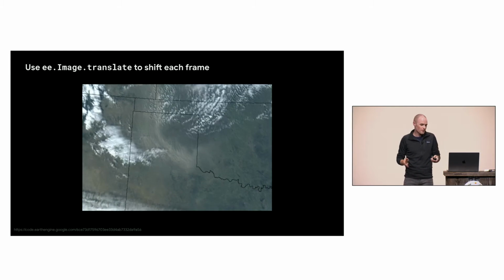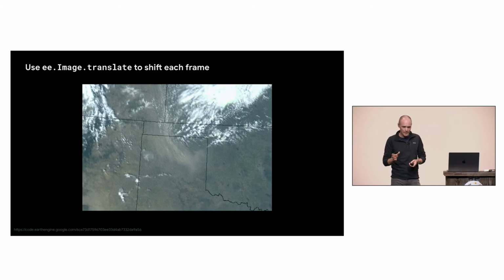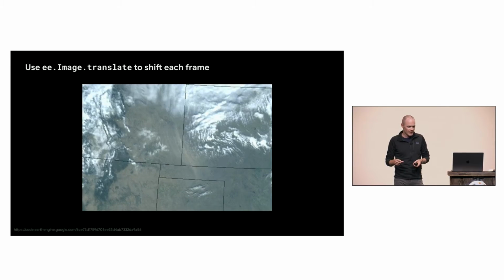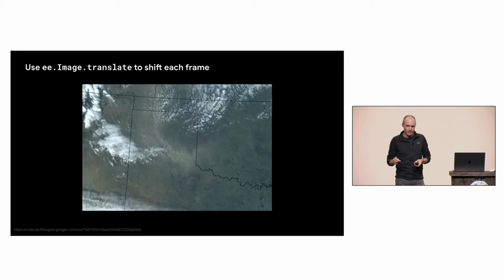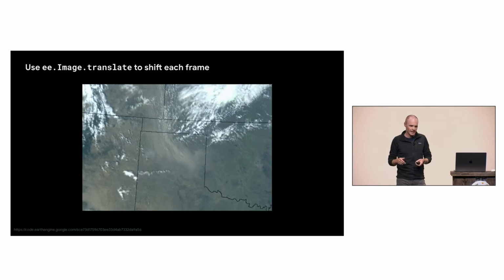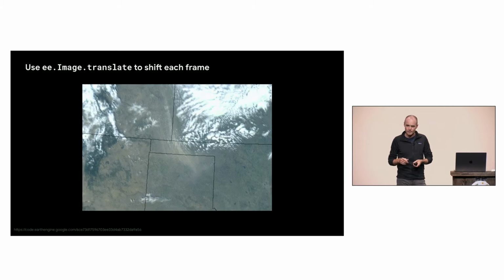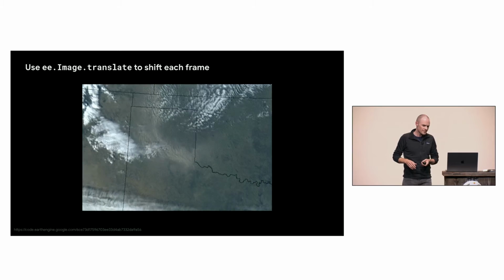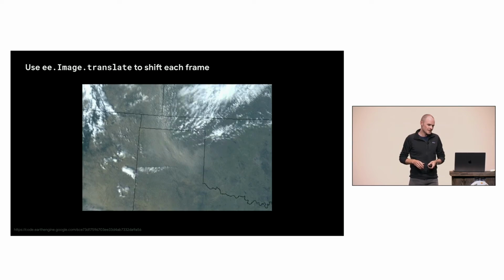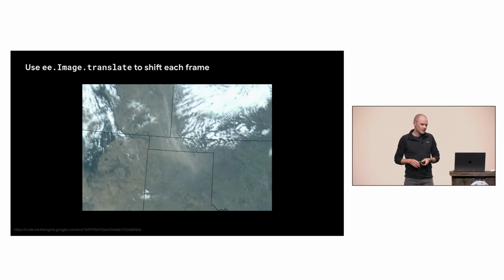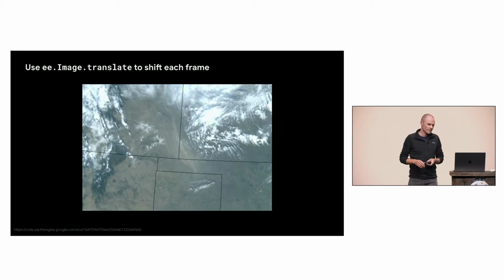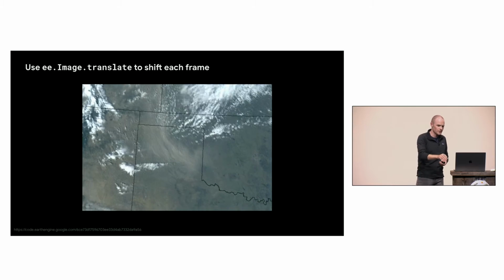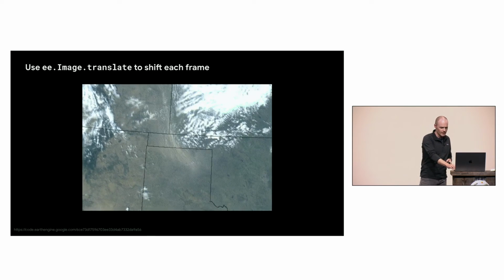And you can also do things like shift each frame. So when I'm in this mapped function, at each frame, I move it a little bit by calling image.translate and give it some x and y offset to shift the position of the frame. So what we see here is some GOES data showing a windstorm, and it's tracking it as it moves south through Colorado and into Texas.